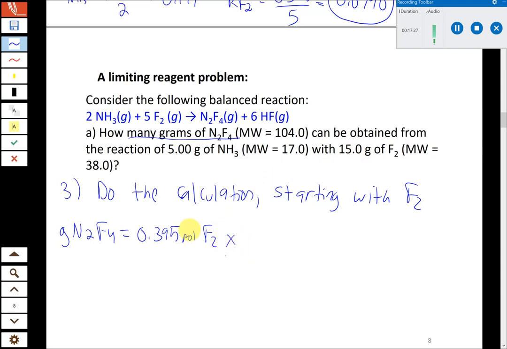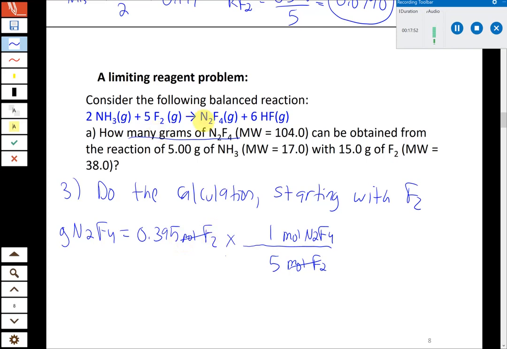And then once we have moles of limiting reactant, we can figure out the moles of product that form by using the coefficients in the balanced equation. So we want moles of F2 to cancel out, and we want to convert into moles of the product N2F4. And what we can see is that N2F4 has no coefficient, so a coefficient of 1, and then F2, as we saw before, has a coefficient of 5. So that gives us moles of N2F4.